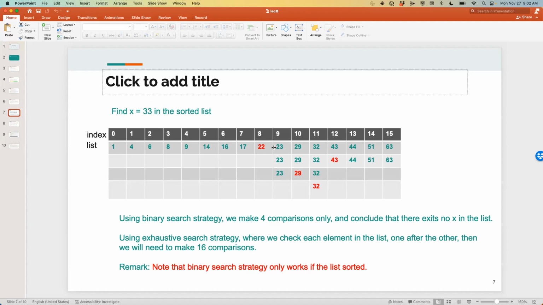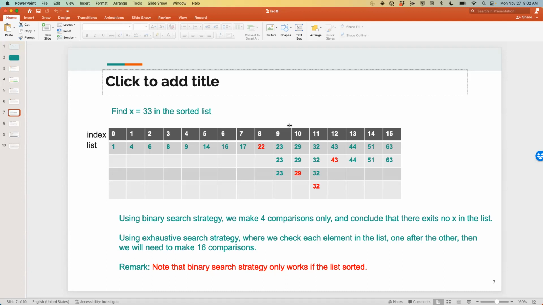However, if it's not equal, there are only two other possibilities. Either it's lower than the target element or higher than the target element. If the middle element is lower than the target element, that means if the target element exists, it must exist after this middle element. So we don't have to check the first half. We only need to check the second half. Now that's the beauty of it.